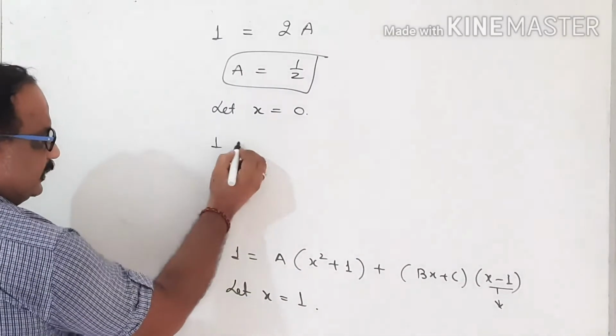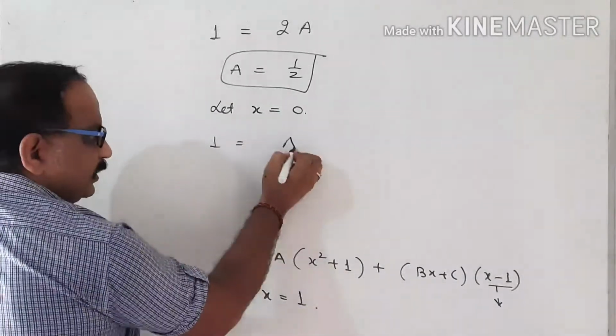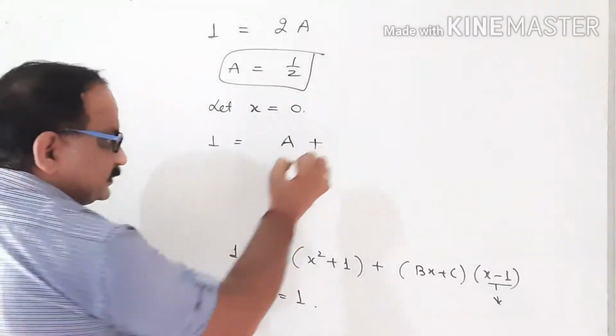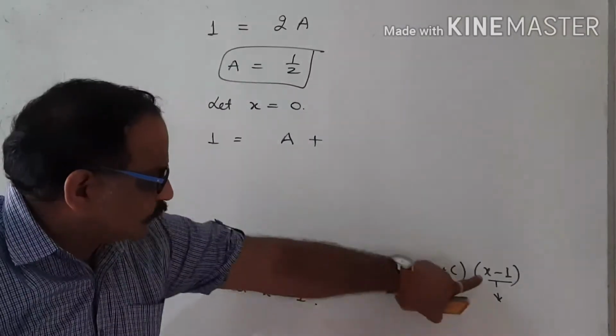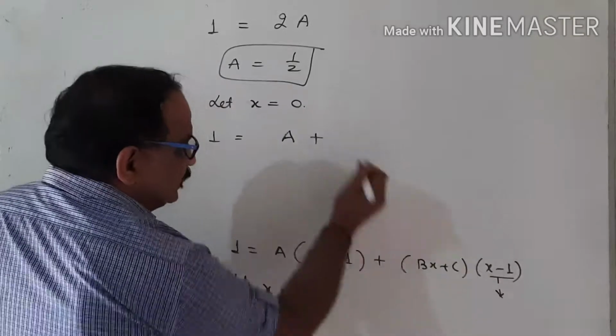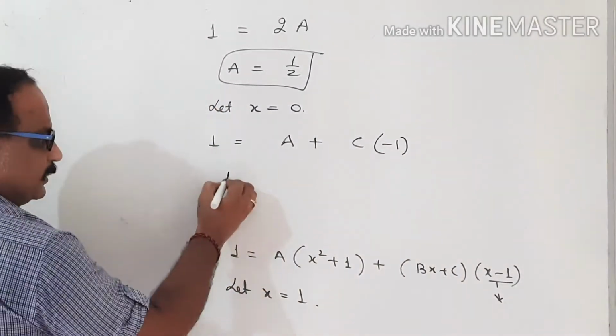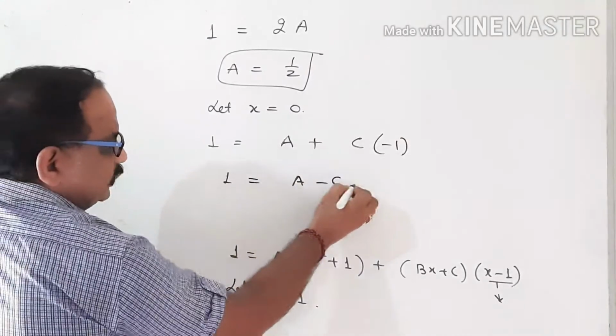So there is 1 on the left-hand side. On the right-hand side, this is 0. A into 1, it is a. And plus, now in place of x, we have to substitute 0. So while we are putting 0, that part will be 0. Then c is there only, and x will be 0 and minus 1 is there. That's it. So 1 equals a minus c.